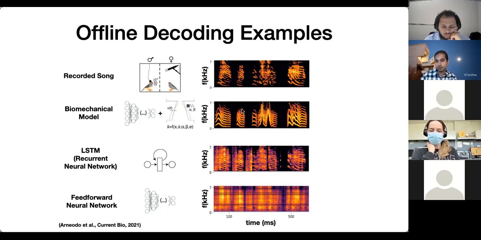And the reason why the spectrograms of the biomechanical model look better than the recorded song is, well, when we generate this, we're subject to all the background noise in recording. So that's why the biomechanical model output looks like a cleaned up version. But if we decode from the LSTM or the feed-forward network, we get dynamics in the spectrogram that look very different than naturalistic song. And so you can hear these quickly.